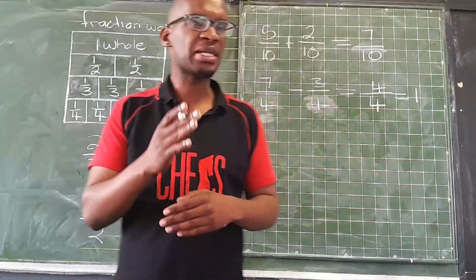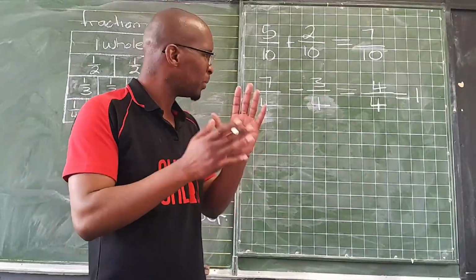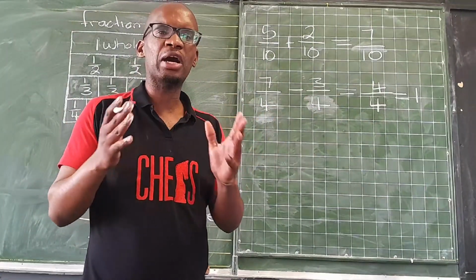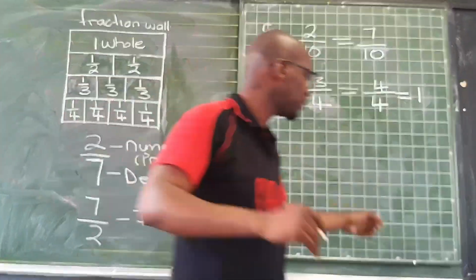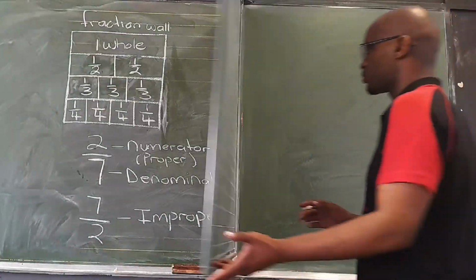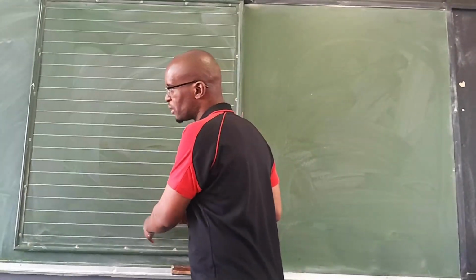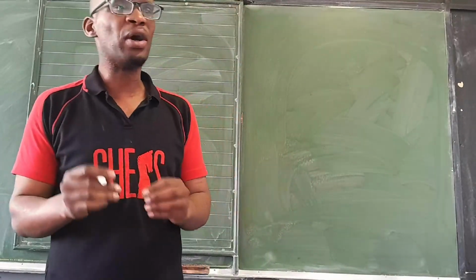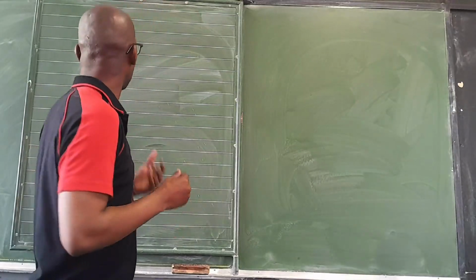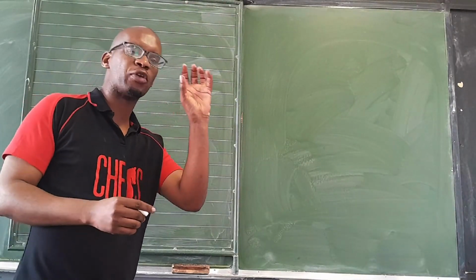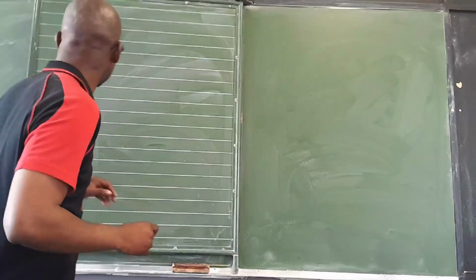Let's look at adding and subtracting fractions if the denominators are still the same, but we are now having what we call a mixed number. So now, first of all, what is a mixed number? A mixed number is a combination of a whole number and a fraction.